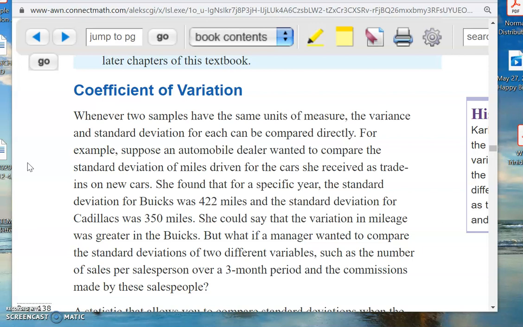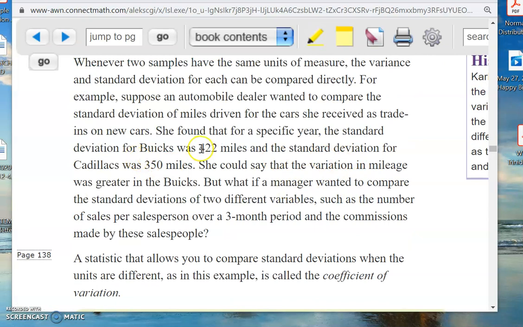But there will be occasions when we are not interested in comparing the same units. There will be occasions when we want to compare different units. So that's what the coefficient of variation is used for. Here's the example the book uses. An automobile dealer wants to compare the standard deviation of miles driven for the cars: we're going to look at the standard deviation for Buicks and for Cadillacs.